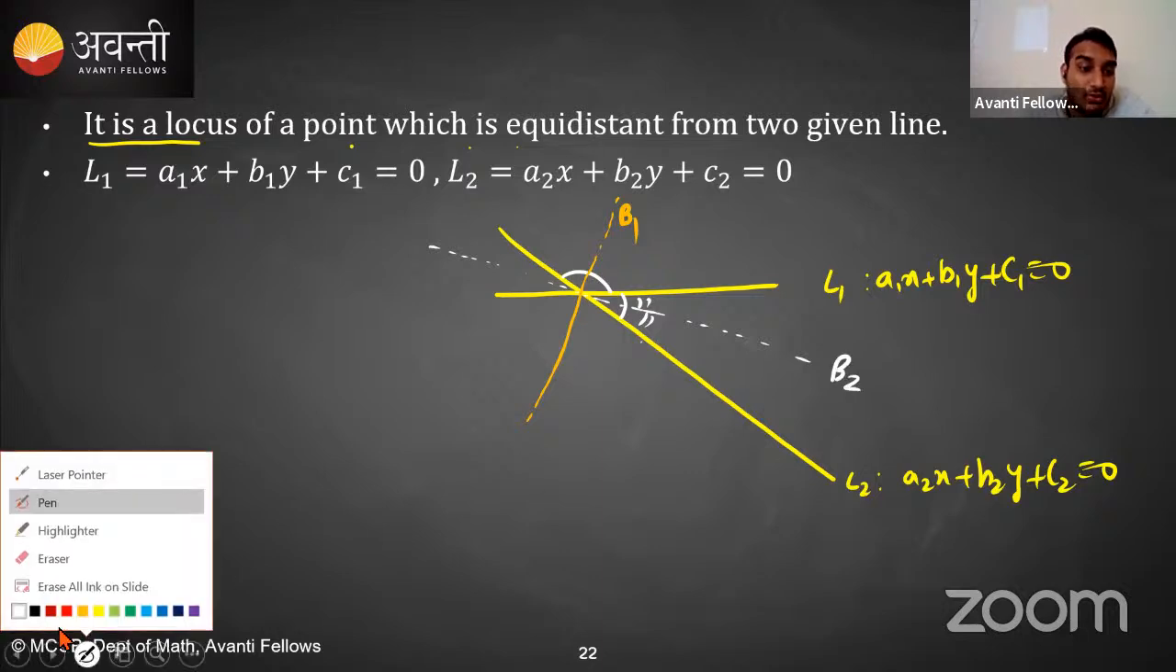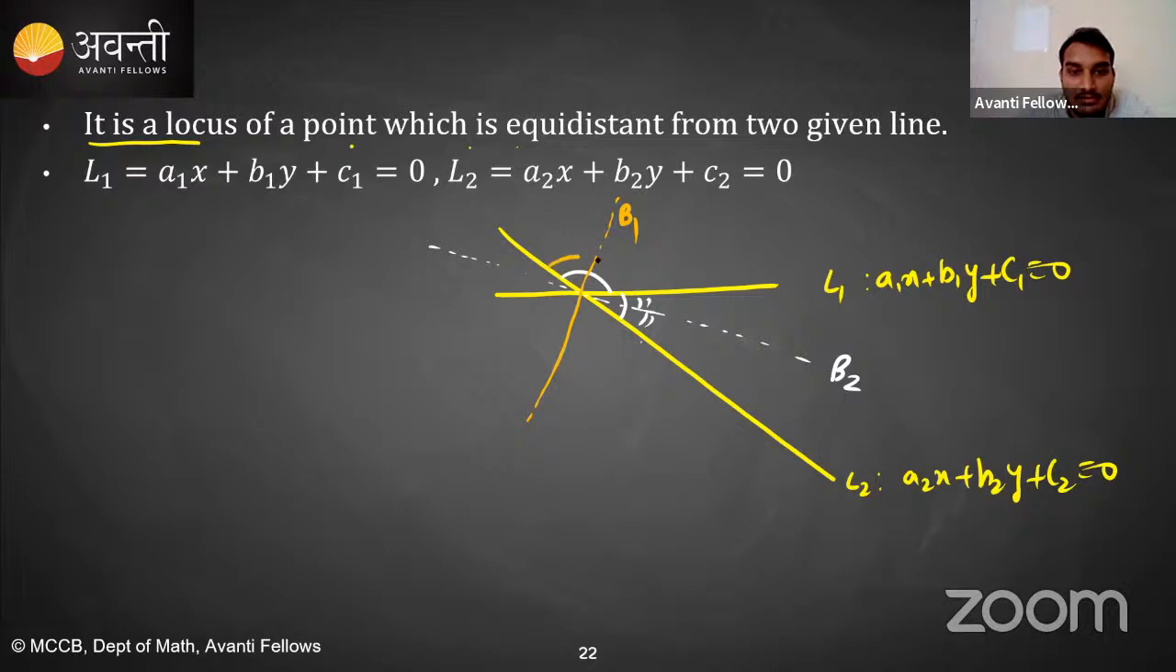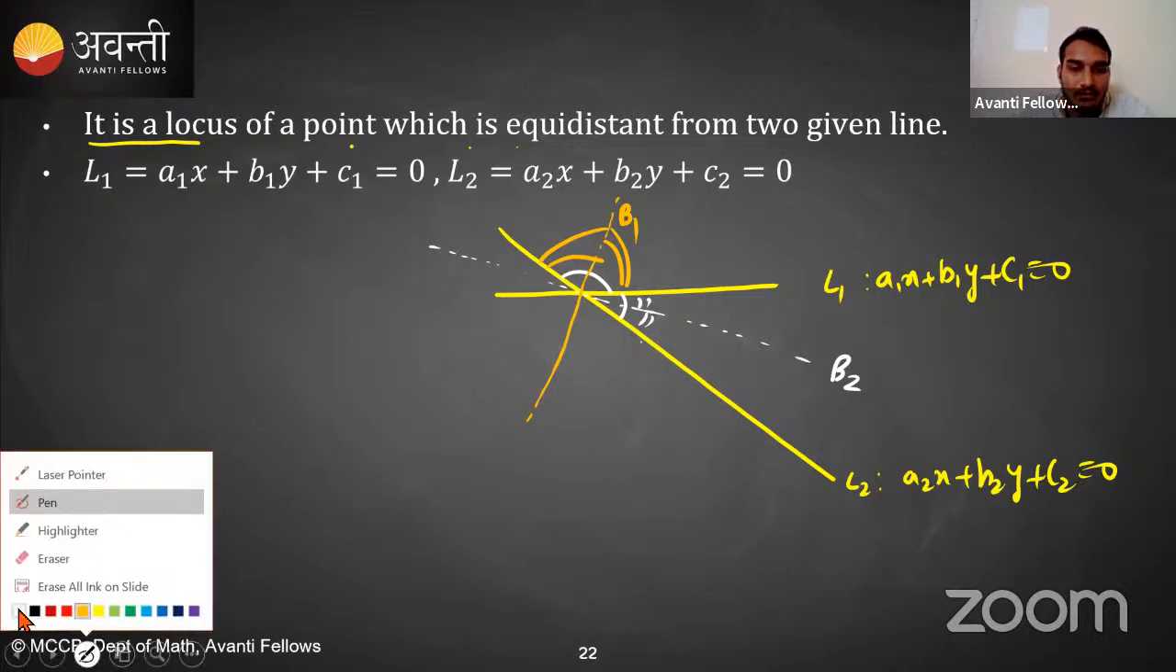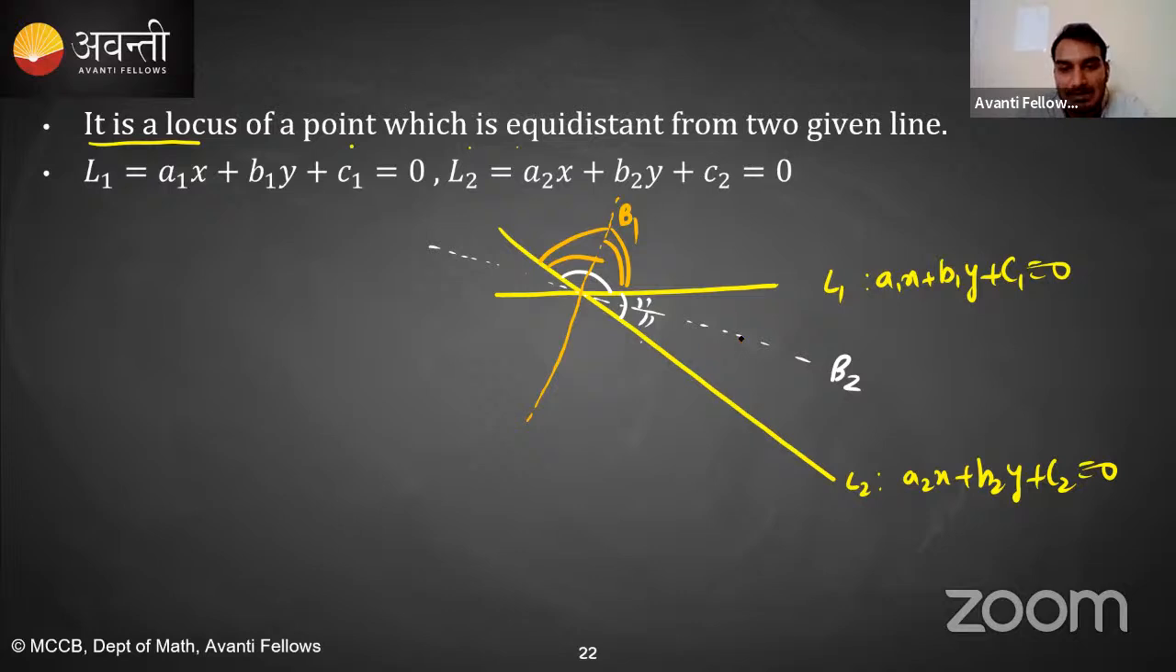Clear? So there will be two such bisectors, right? This and this are equal. Clear? So now, how do you get the equation of the angle bisector? Take any point on the bisector, let's say H comma K. We have to find the locus. If I am able to find the locus, then I am able to find the angular bisector.